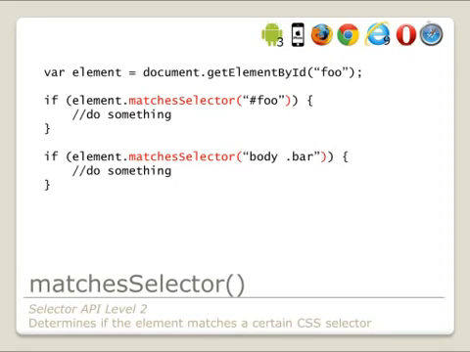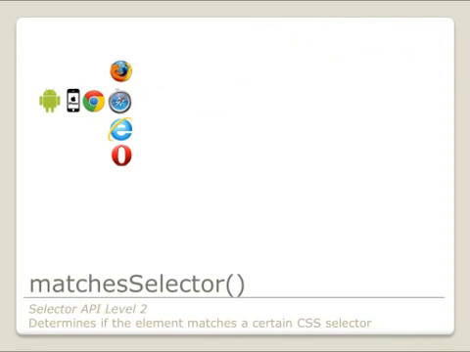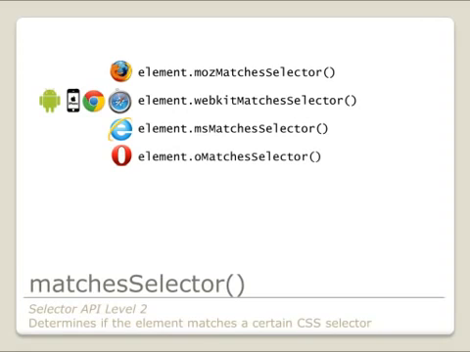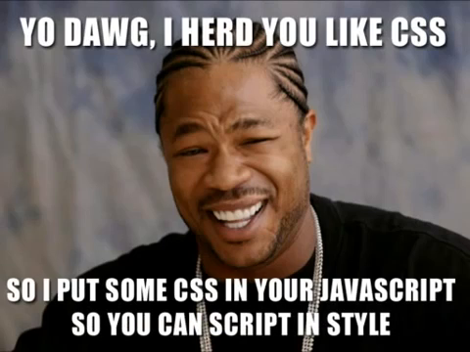This is pretty well supported across browsers, Android starting in 3 and Internet Explorer starting in version 9. Unfortunately, there are vendor prefixes to deal with. So in Firefox, you need to use mozMatchesSelector. In WebKit browsers, you need to use webkitMatchesSelector. In Internet Explorer, you have to use msMatchesSelector. And in Opera, you have to use oMatchesSelector. So because of that, you'll need to use a wrapper if you want to use this function regularly. I recommend this guy.